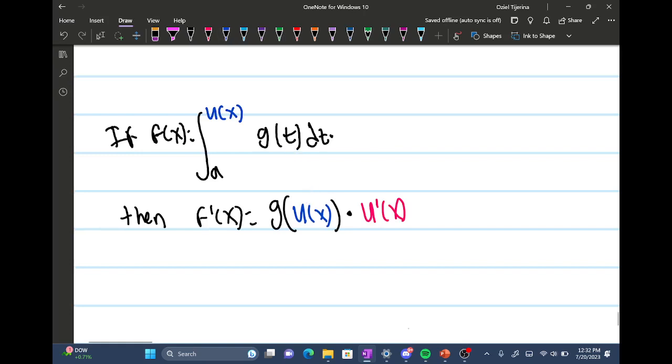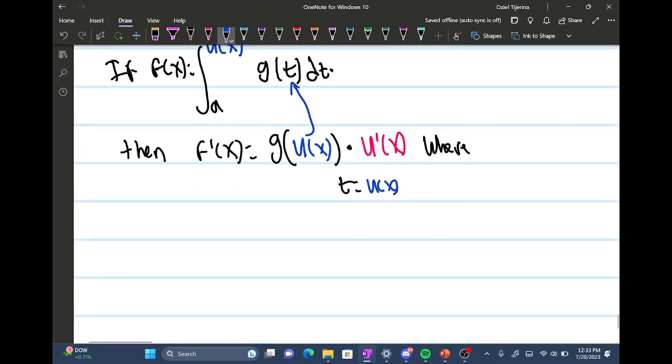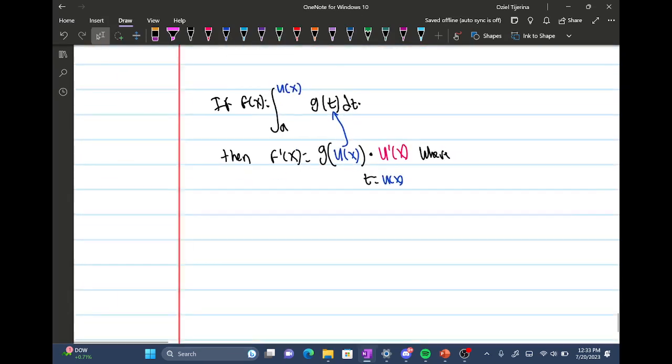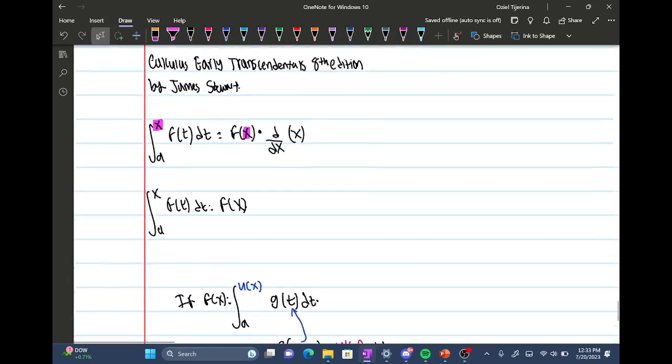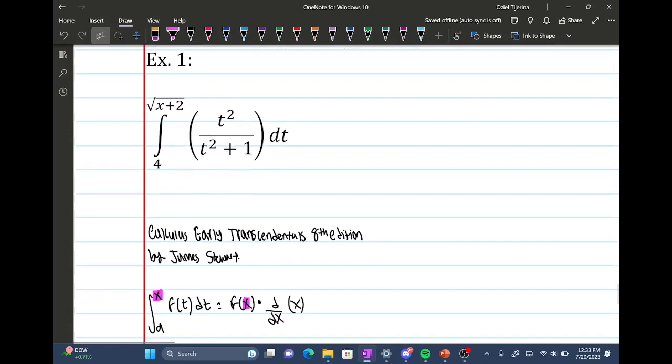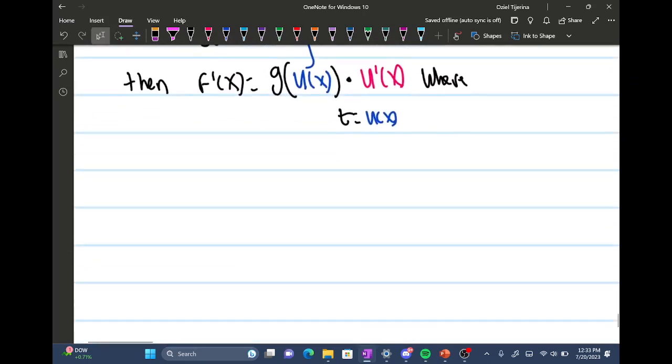So I can say where t is equal to u of x. Basically, you're doing composition of functions, just plugging it in and then taking the derivative of u. Now we're going to look at the problem that we have. If that explanation's kind of long, I do apologize, guys, but I want to make sure we understand.